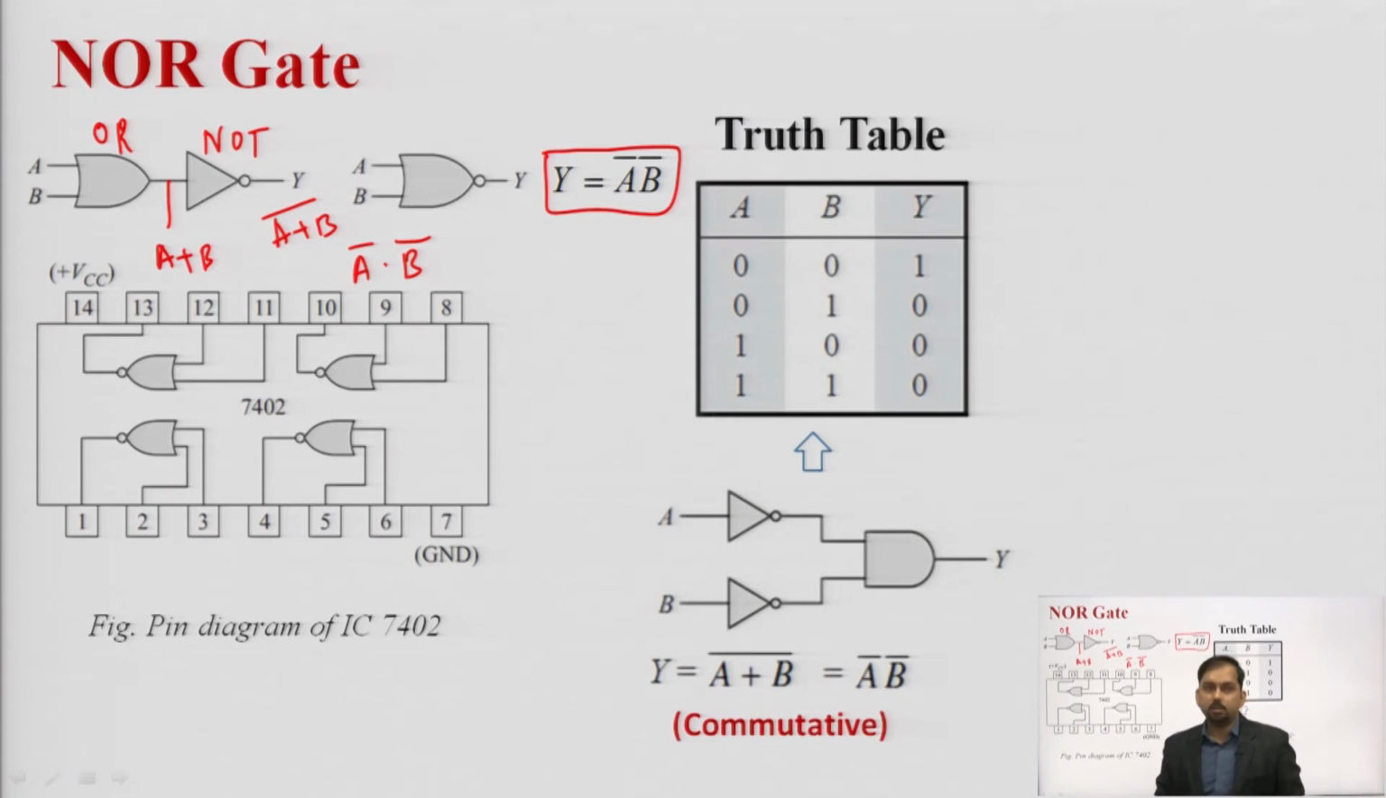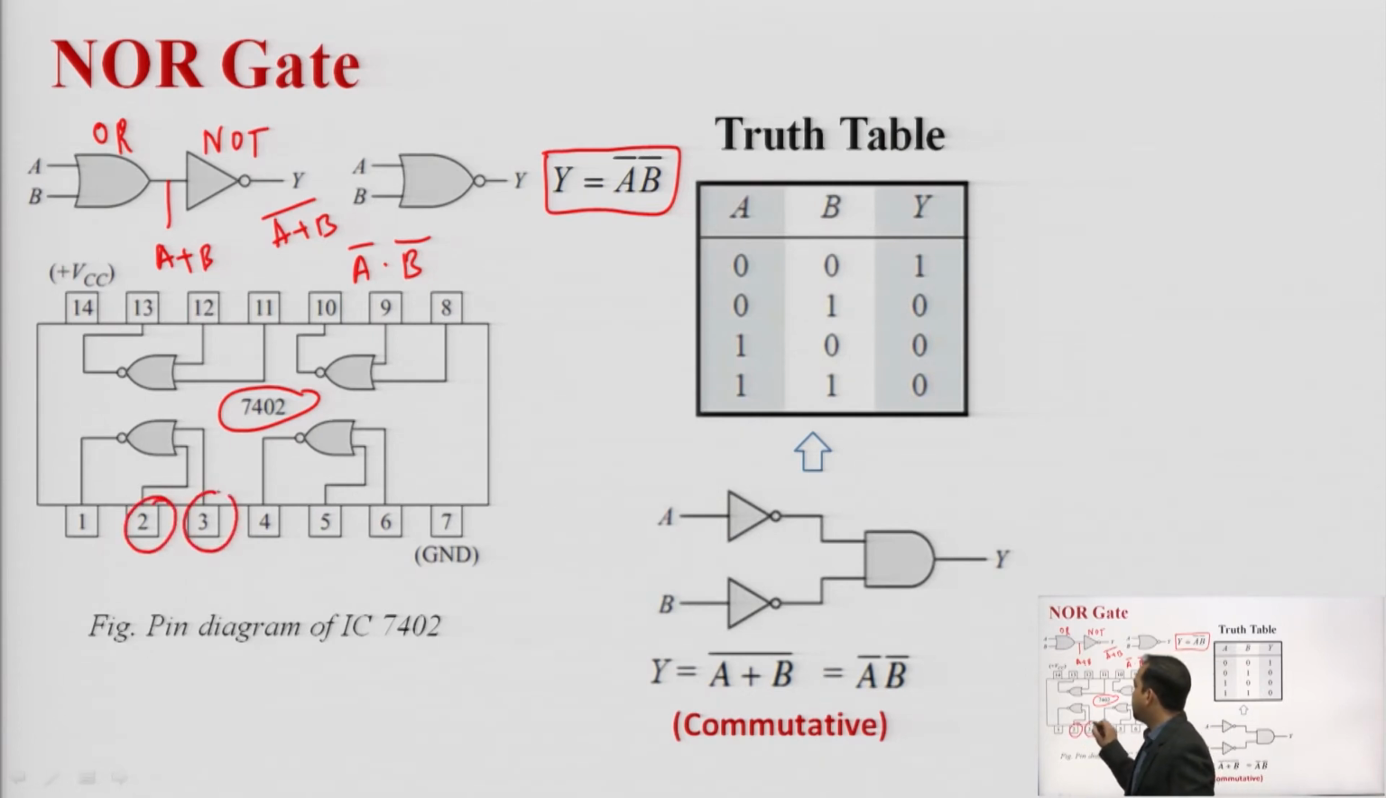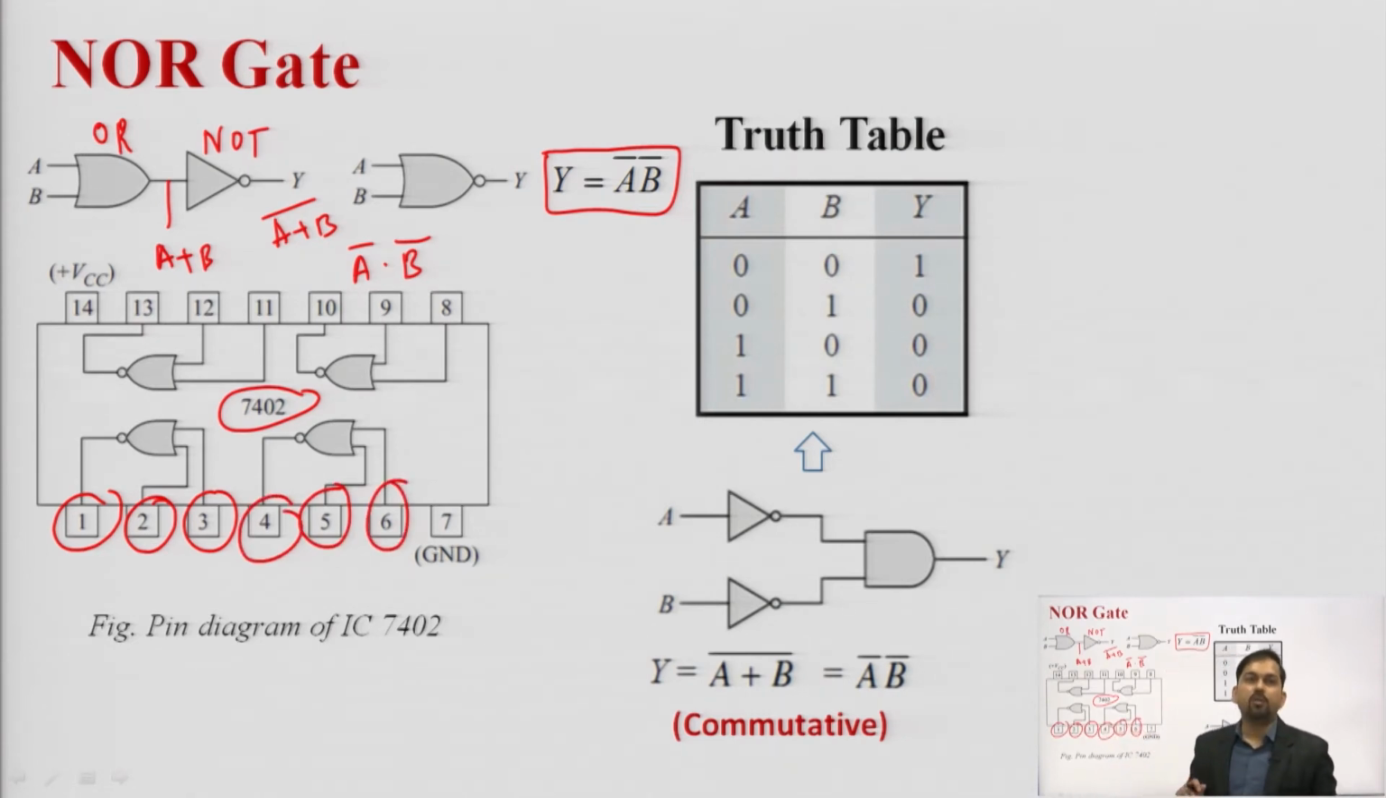Again the IC number for this NOR gate is 7402, which is again a 14 pin IC having, let's say, 4 NOR gates. But we can say here that previously for all the gates 1 and 2 were the inputs and 3 was the output, but here we have 2 and 3 as the inputs and 1 as the output. Similarly 5, 6 as the inputs and 4 as the output. So the output will be visible at pin number 1, pin number 4, pin number 10 and pin number 13.